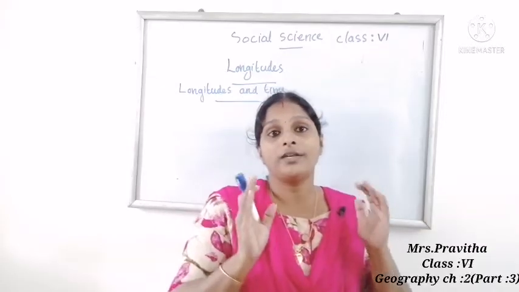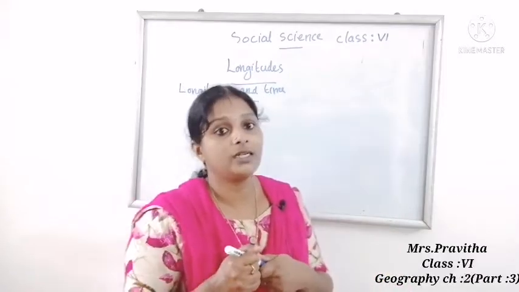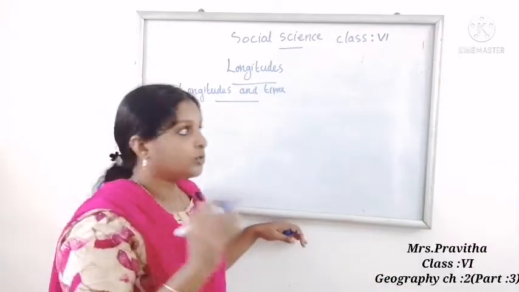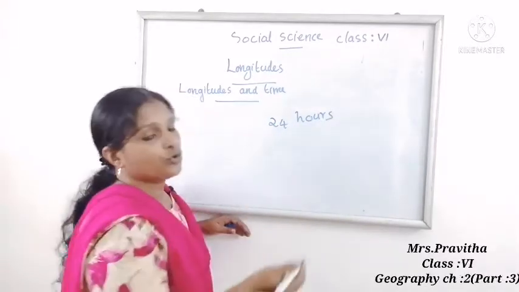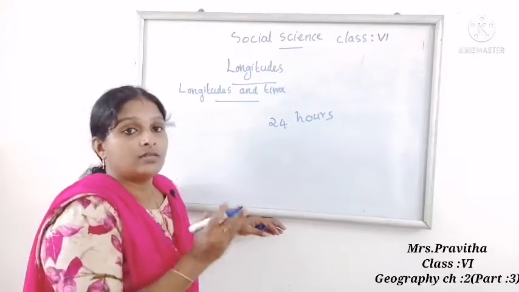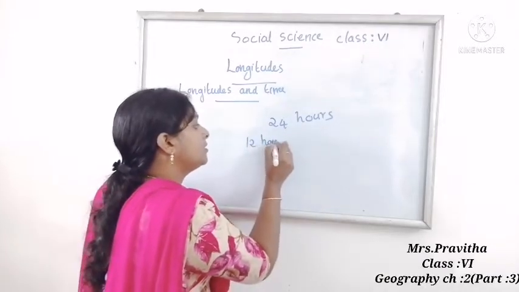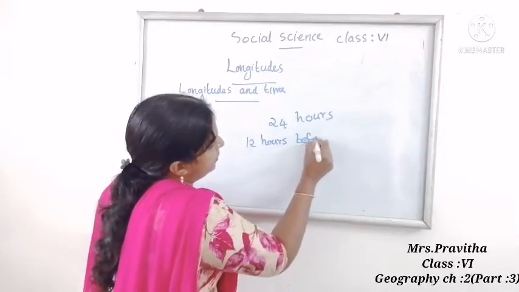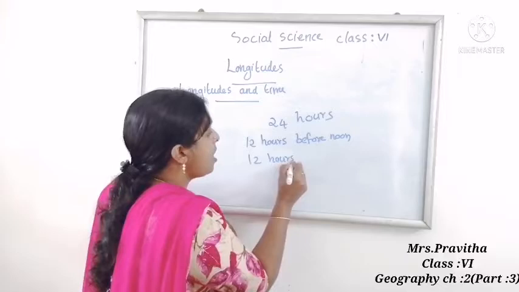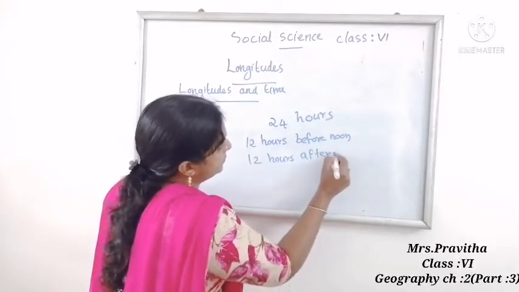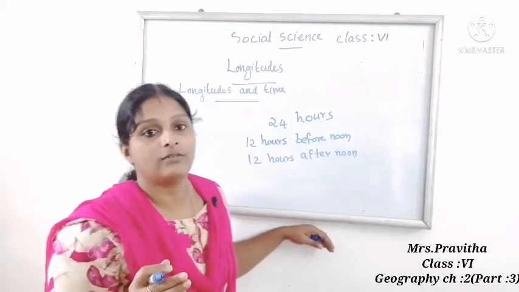Now we will look at the time. How is this time divided? How many hours are there? 24 hours are there. A day is divided into 24 hours, that everybody knows. These 24 hours are divided into 12 hours before noon and 12 hours after noon.